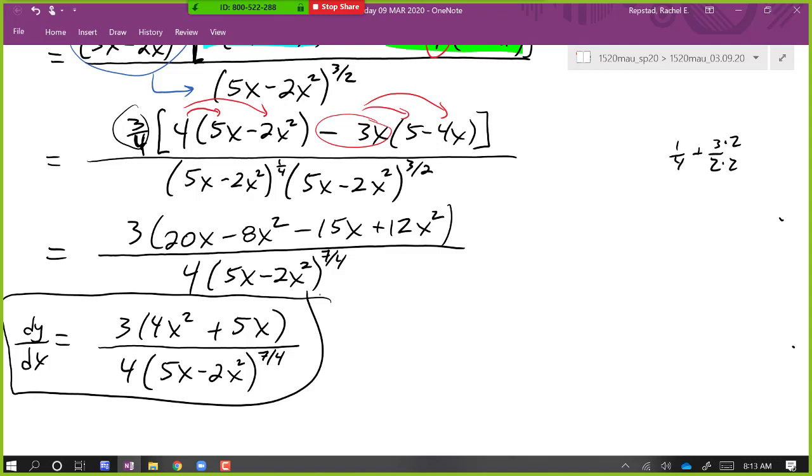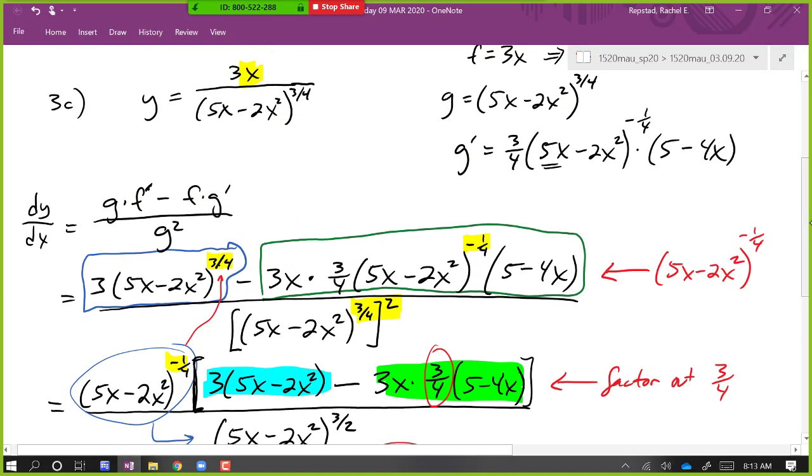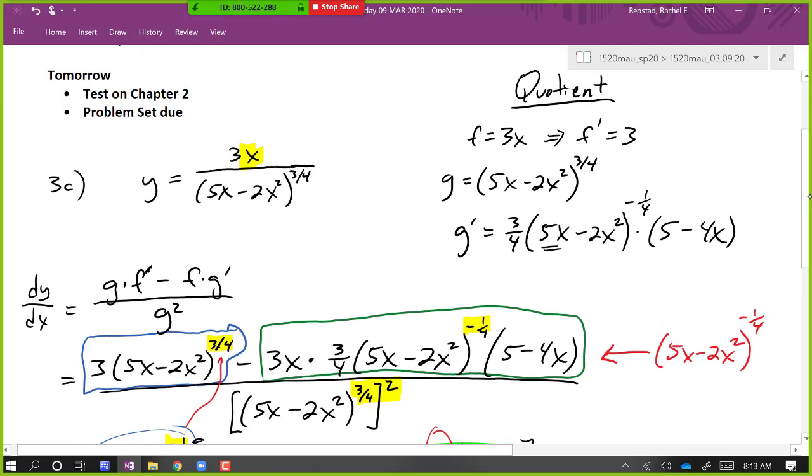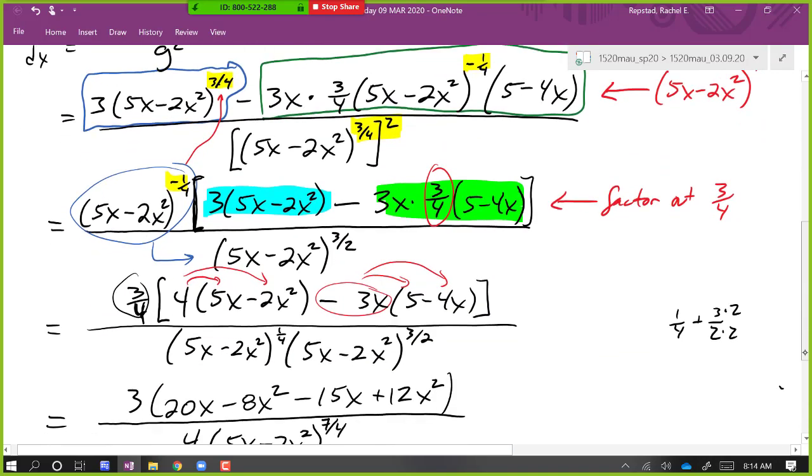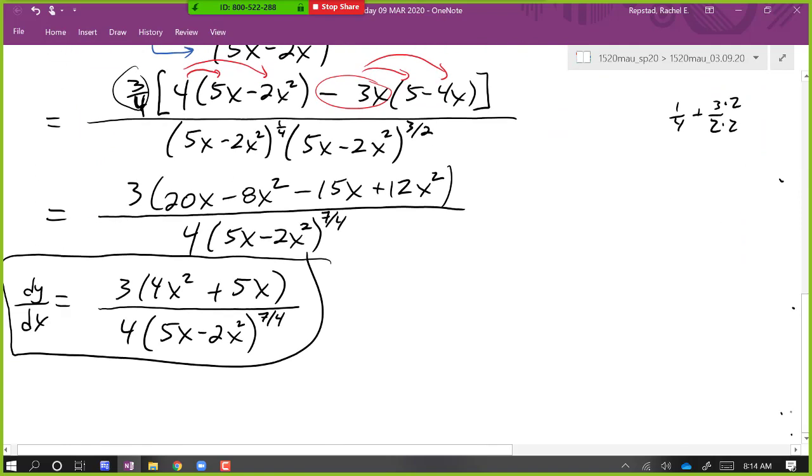So this is a particularly challenging quotient rule problem just because of the algebra involved, I think. Applying the quotient rule is not that hard. We just have to organize and make sure that we've got the quotient rule written down correctly, and be careful with our chain rule, when we're doing all this work over here to set up the pieces that we need. The algebra, I think, is definitely the most challenging part. Other questions?